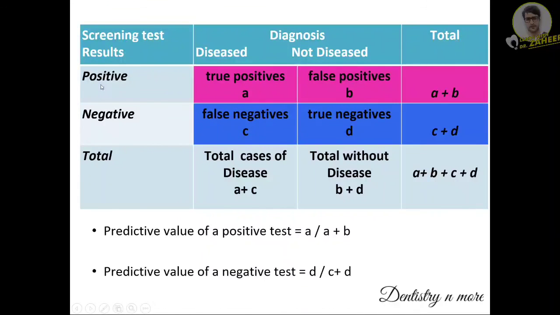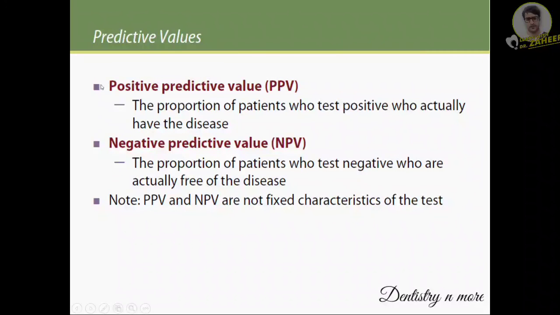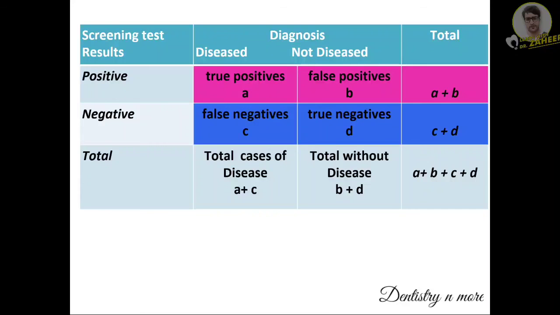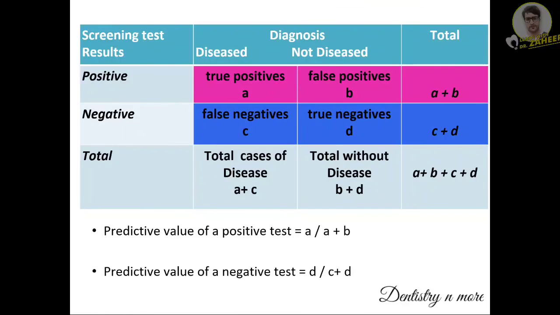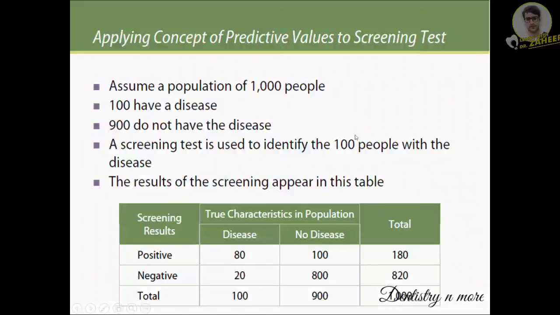Whereas negative predictive value is the proportion of patients who test negative who are actually free of disease. So D is the actual people without disease by the test, that is C plus D is the total negatives by the test. So this is just horizontal, A by A plus B, D by C plus D, whereas the sensitivity is A by A plus C and D by B plus D is specificity.